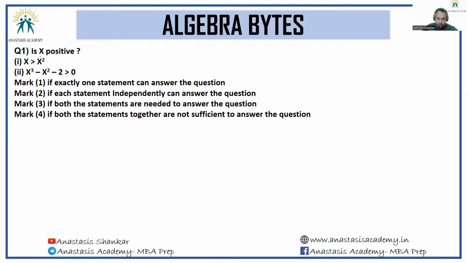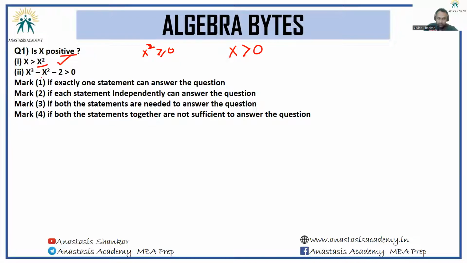Let's look at the solutions of algebra bytes. First question: is x positive? The first data point given is that x is greater than x square. Now we only have to answer the question of whether x is positive or not. We know that any square number, x square, has to be greater than or equal to 0. So x has to necessarily be greater than 0. So data 1 is independently sufficient.